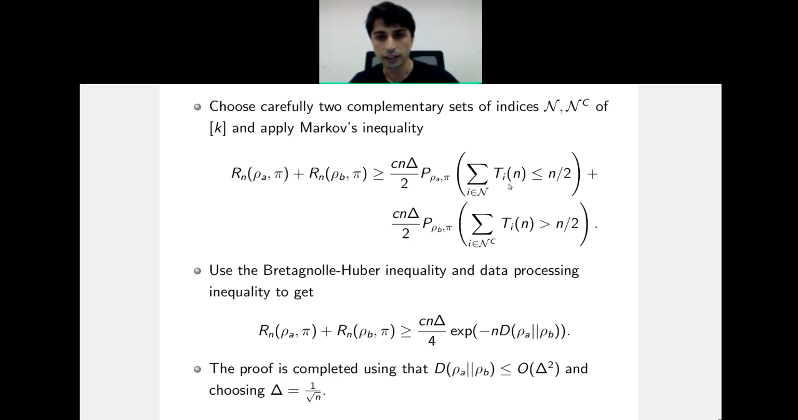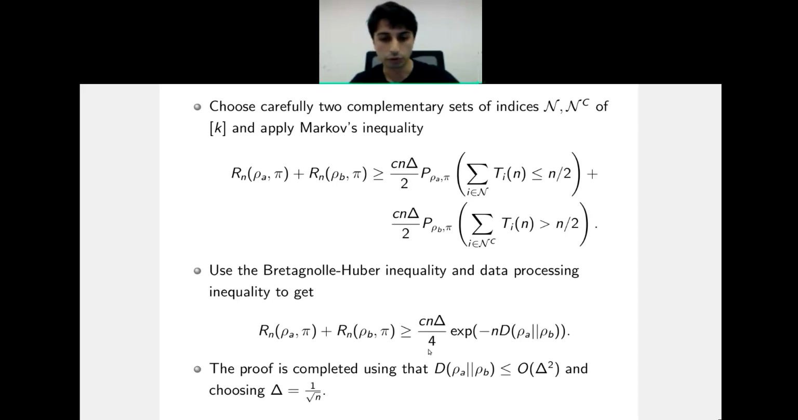So since we have that, we can apply the Bretagnolle-Huber inequality plus the data processing inequality to go from a classical divergence to a quantum divergence. And in general, we have that the sum of the two regrets is bounded by some constant that depends on the action set, and delta, and the exponential of minus n times the quantum divergence of the two quantum states.